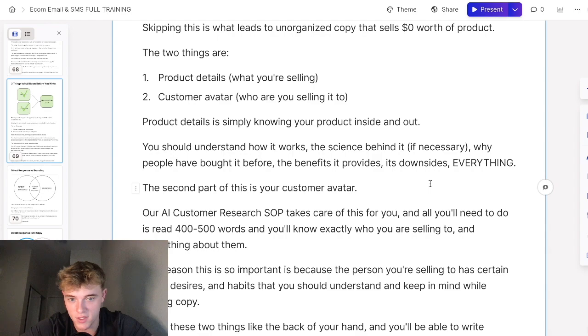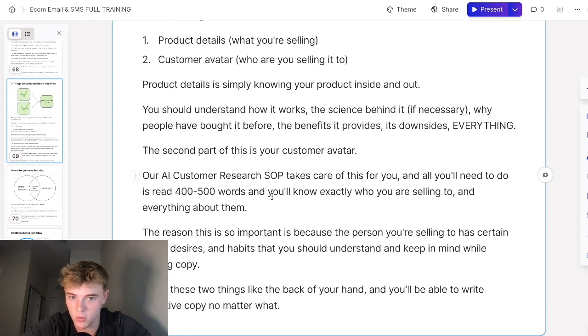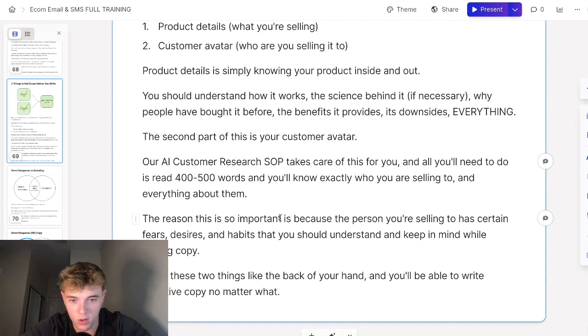The second part of this is your customer avatar. So our AI customer research SOP takes care of that for you. And all you'll need to do is read 400 to 500 words and you'll know exactly who you're selling to and everything about them. The reason this is so important is because the person you're selling to has certain fears, desires, and habits that you should understand inside and out and keep in mind while writing copy.